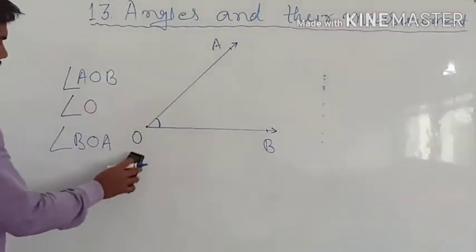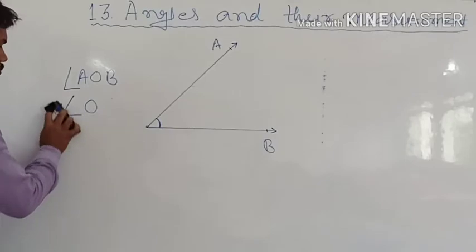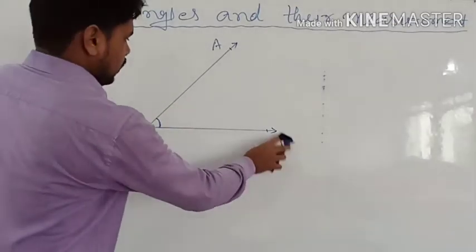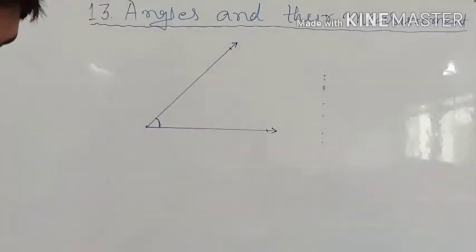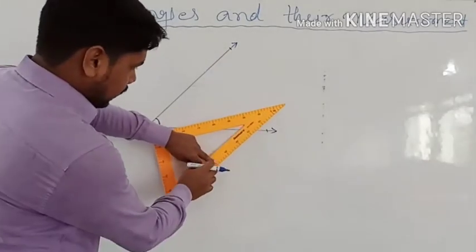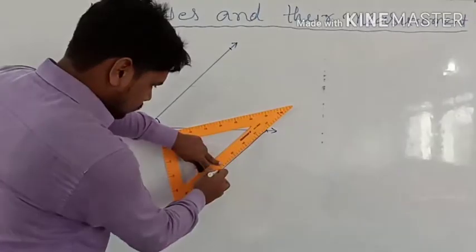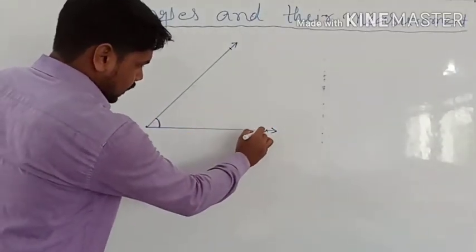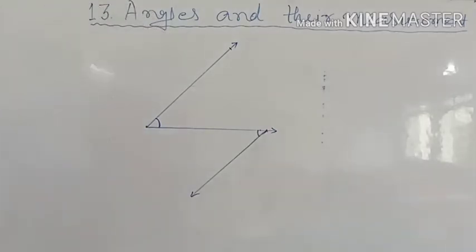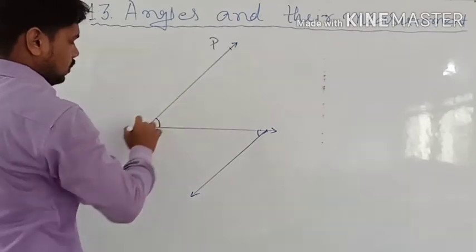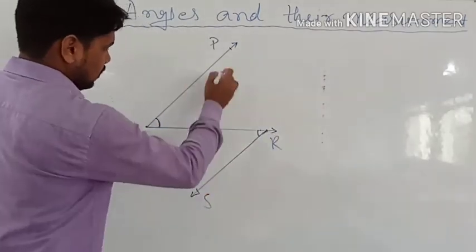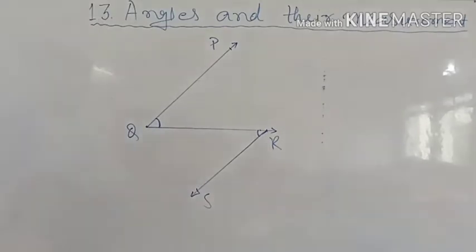Suppose two angles are there, three angles are there. Let's see, suppose one more angle is there. Here, let's assume we draw one more angle, like this. Okay, so here also another angle we have drawn. So in this case, how can we represent it? Suppose this is P, Q, R, S. Okay, we have given the name PQRS.